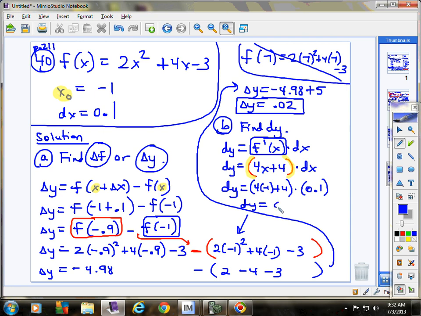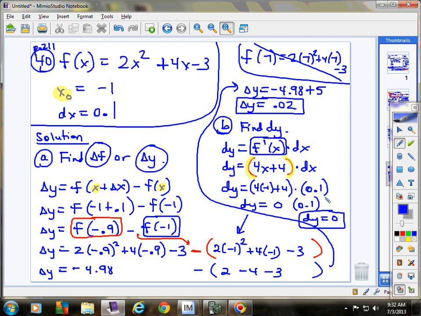-4 plus 4 is 0, so 0 times 0.1 is 0. So dy is 0. So the change along the tangent line is 0. There's no change. The change, if you stay on the curve, is 0.02. So aren't those two answers close to each other? Wavy equal sign, right? They're not exactly the same, but they're close.